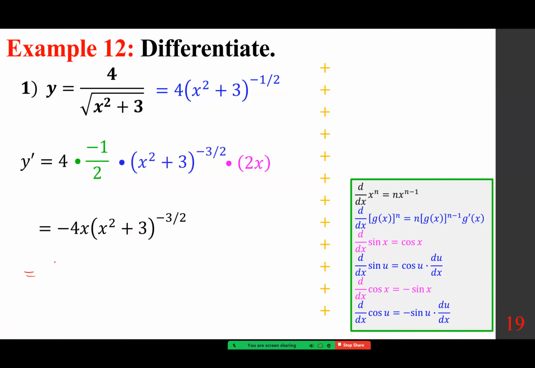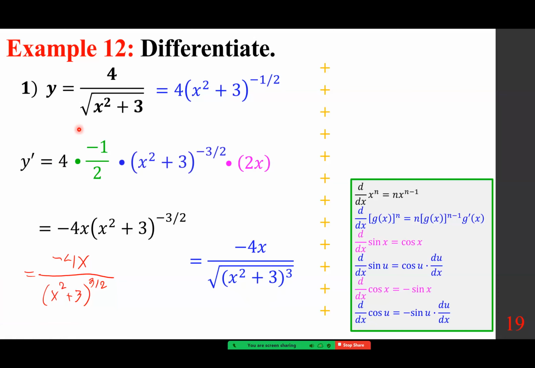I can write this as negative 4x. I can put the negative sign in front of a fraction bar over x squared plus 3 to the power of negative 3/2, which changes to positive 3/2. And I'm going to rewrite it in this format because that was the format that was given. Minus 4x over the square root of x squared plus 3 to the power of 3. Remember, the denominator is the index. The numerator is the exponent.